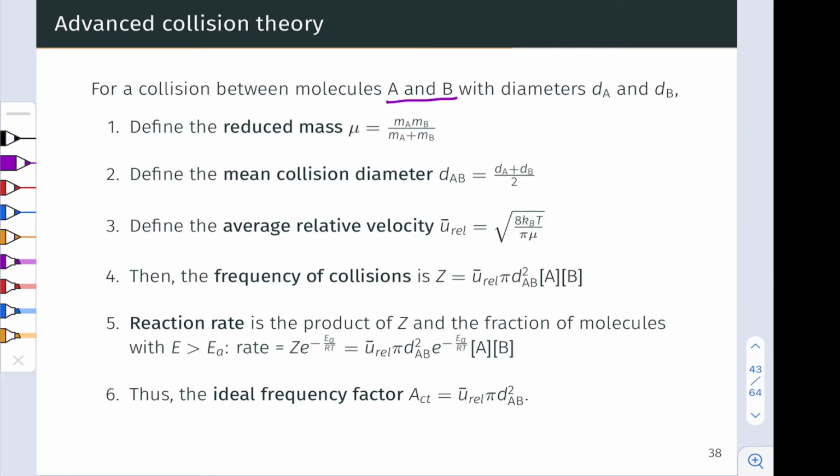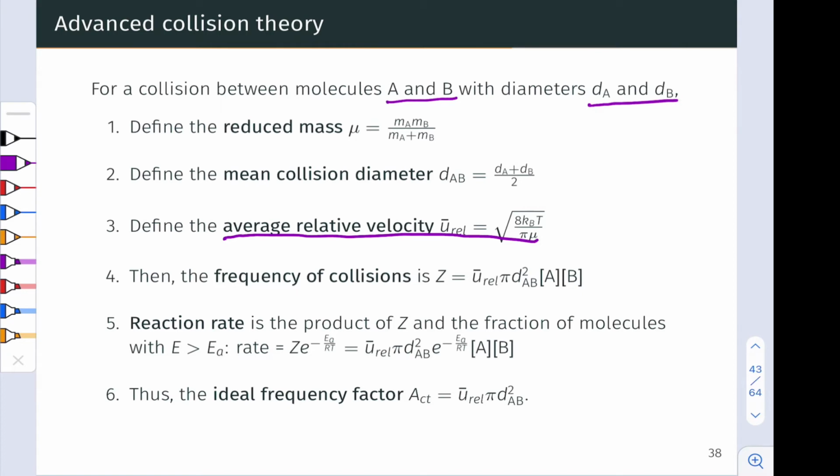And so let's imagine that we've got two spheres with diameters d sub A and d sub B colliding in a reaction event. To think about what the idealized frequency factor is for this collision of two molecules A and B, well, it's going to depend on the velocities of A and B, their concentrations, and ultimately the frequency of collisions. And in order to think about that frequency, we need to think about the average relative velocity of A and B with respect to each other, which has a form like this.